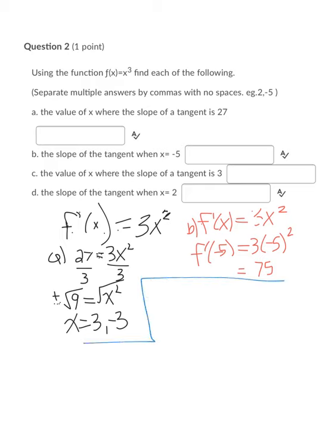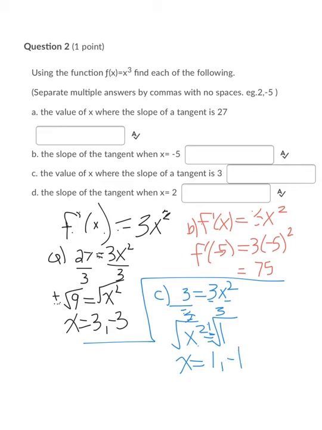Now, because I did A and B, C and D are probably going to seem a lot easier for you. So C says the value of x when the slope of the tangent is 3. So 3 is equal to 3x squared. Divide both sides by 3, and you're getting x squared is equal to 1. Take the square root. Don't forget your plus minus, and you get x is equal to 1 or negative 1.